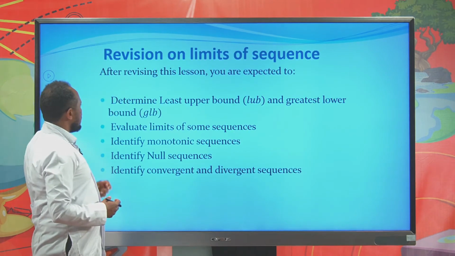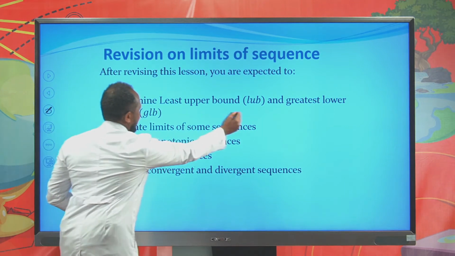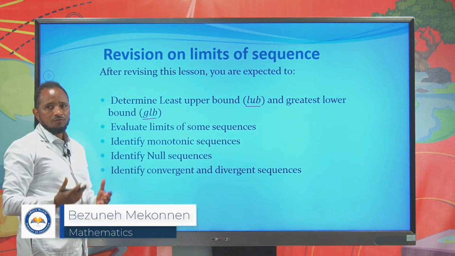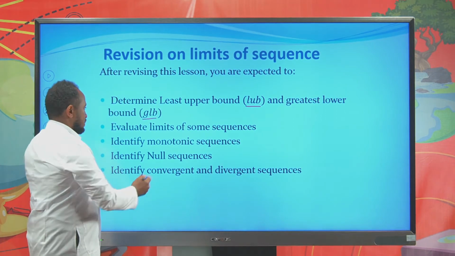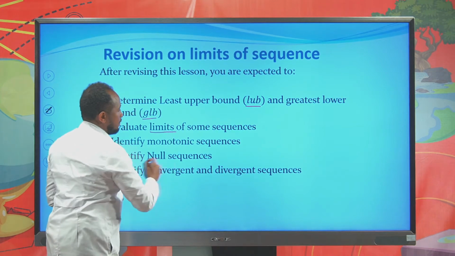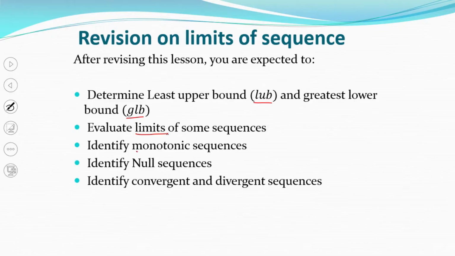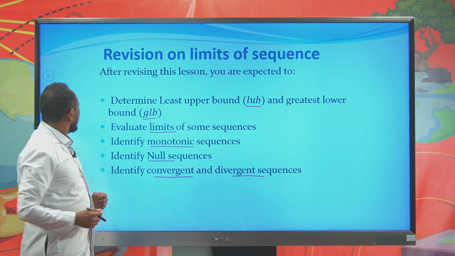After completing this lesson you are expected to determine least upper bound and greatest lower bound of a given sequence. In addition to that, you are expected to evaluate limits of some sequence, and you are expected to identify monotonic sequence, null sequences, and you are also expected to identify convergent and divergent sequences. So now let's proceed to the lesson.